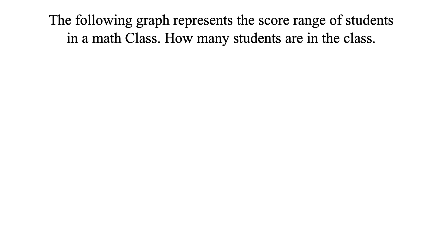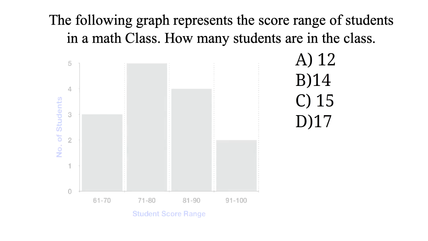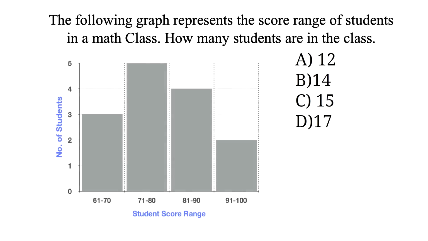The following graph represents the score range of students in a math class. How many students are in the class? A. 12. B. 14. C. 15. D. 17. Being able to read and interpret graphs is a must on the GED.